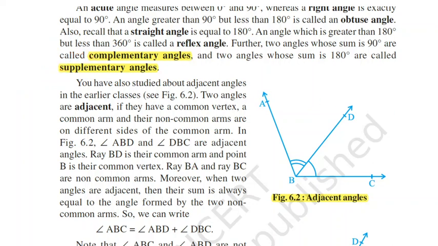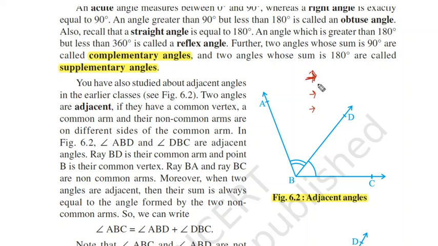Now we'll move to another type of angle, adjacent angle. Adjacent angle you studied in class 7. So what was adjacent angle? If you can remember, there are three conditions for being adjacent angle.